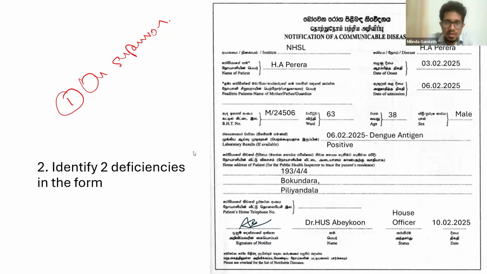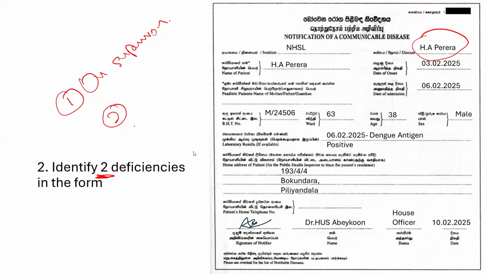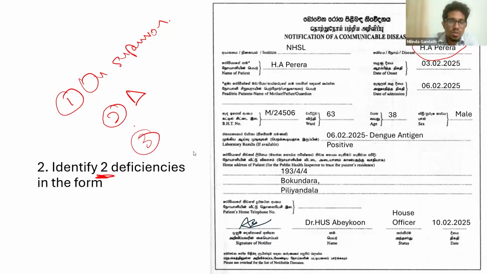Okay, the disease, the name of the patient has been written in the space for disease. Yeah, that's also a deficiency. Good. I only asked for two deficiencies, but there's actually three deficiencies here. Number two, you also correctly identified: the diagnosis or the disease is not given, right? It should be given here.